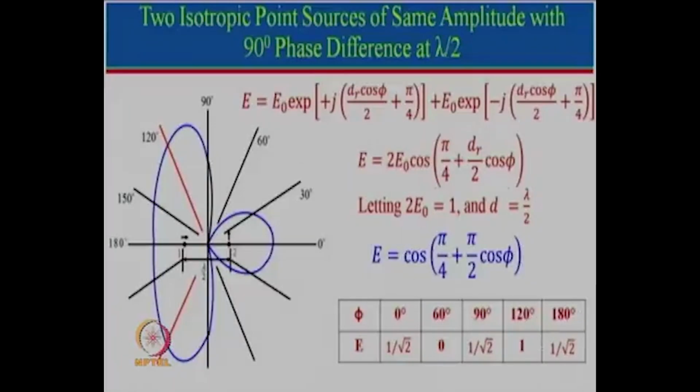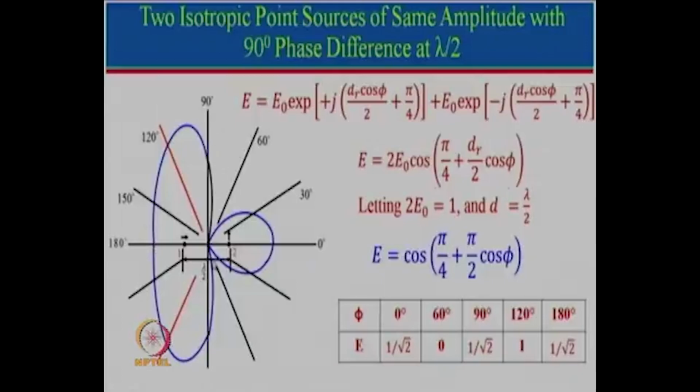See again now we start plotting this whole thing. So along 0 degree field is 1 by square root 2, which is now going to 0 at 60 degree, and then it increases to 1 by square root 2, and then it goes here, at 120 degree it is maximum, then at 180 it becomes 1 by square root 2.